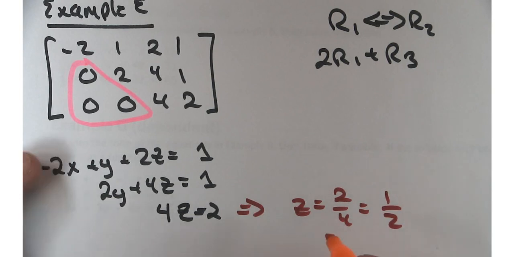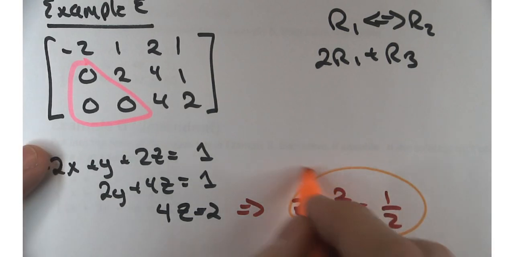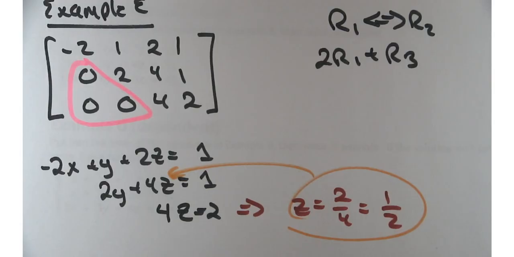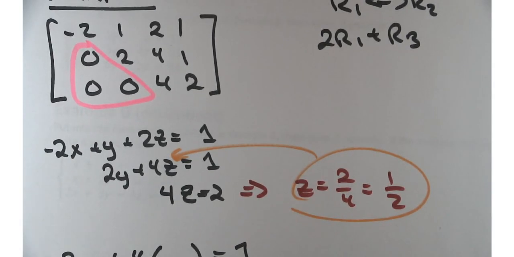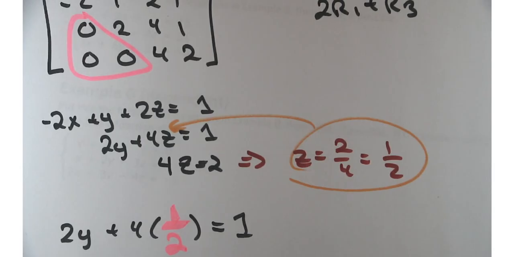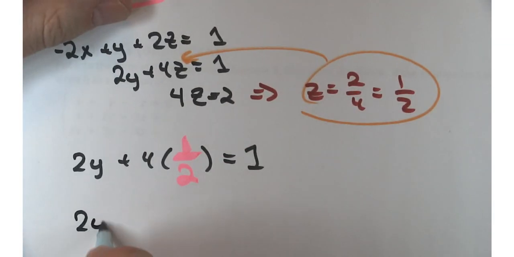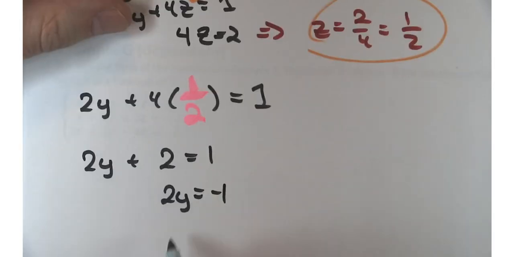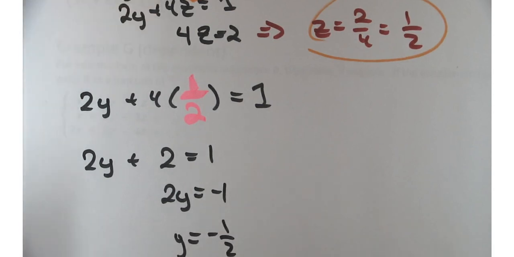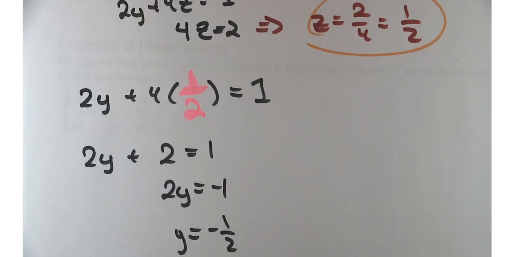Yeah, let's take this value for z and plug it in here. So it's going to be 2 times y plus 4 times 1/2 equals 1. So let me put that 1/2 in here. Four times 1/2 is 2. So it's going to be 2y plus 2 equals 1. So y equals negative 1/2. Okay. 2 down, 1 to go.